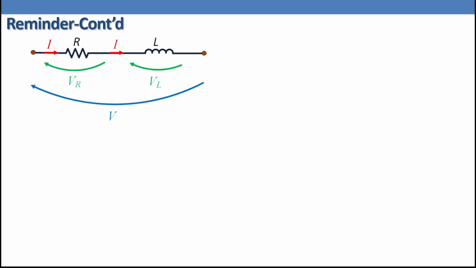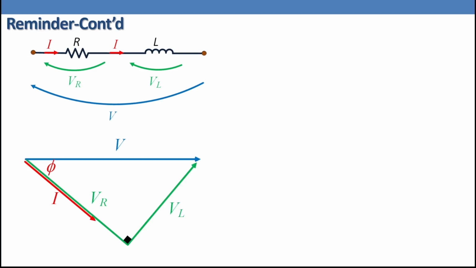What will be the phasor if we have an RL circuit as shown in the figure? We know that if we have a pure resistance R, the current I and the voltage across the resistance VR will be in phase. And if we have a pure inductance L, the current I and the voltage across the inductance will be 90 degrees apart, where I lags the voltage VL by 90 degrees. If we combine them together, the current I lags the voltage V by angle phi, where the voltage across the resistance R will be in phase with the current direction, and the voltage VL leads the current I, or I lags the voltage VL by 90 degrees.